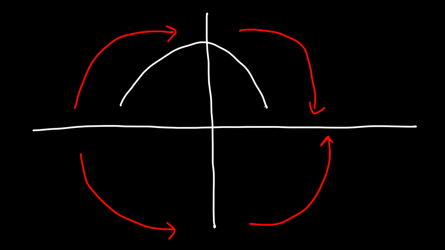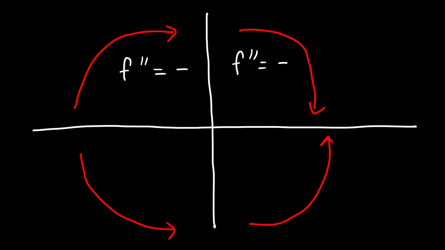This is a concave down shape, and whenever you have a shape that's concave down, the second derivative is negative. So for the two shapes on top, because they form a downward U shape, the second derivative is negative. For the two shapes on the bottom, they form a concave upward shape, so the second derivative is positive.